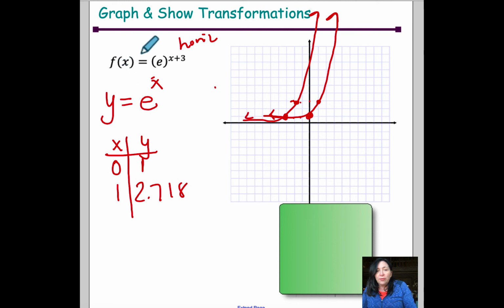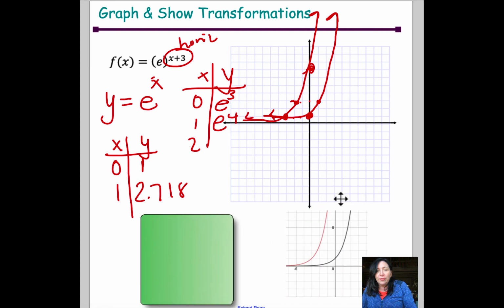Or I can actually plot points, and you can plot values. If you plot 0, 0 plus 3 is now e to the 3rd power. I'm going to use my calculator to get that value. Then I would plot 1, and 1 plus 3 is 4, so e to the 4th power, using my calculator. That's what I would do until I got my actual graph, which is the shift to the left 3 units.